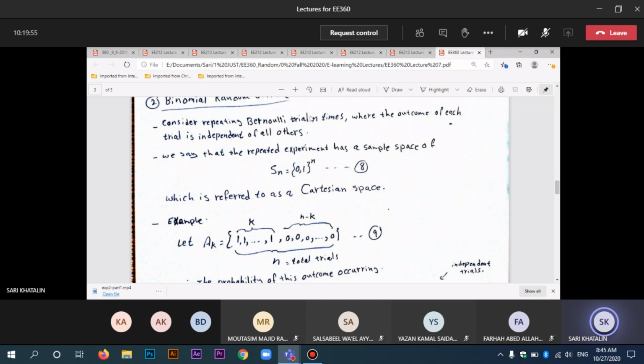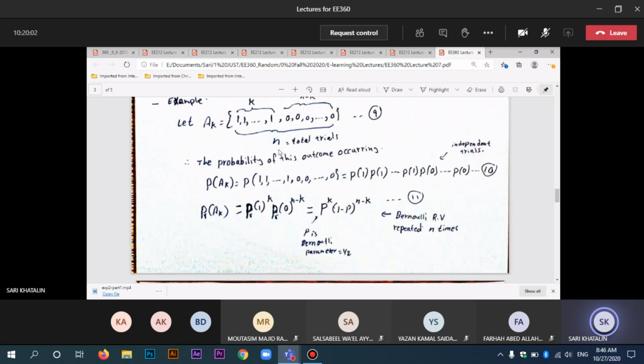Now, we did say that each outcome is independent of all others. Accordingly, we can find the probability of these outcomes by finding the probability of each one of them, each outcome 1, 1, 1, 1, 0, 0, 0, and multiplying them by each other, as shown in equation 10, because they are independent of each other.